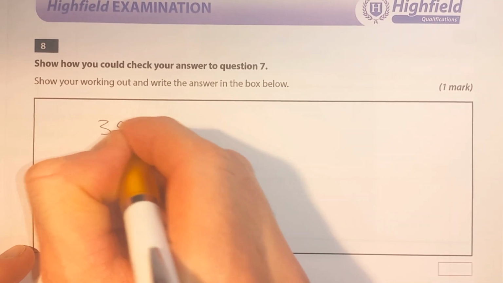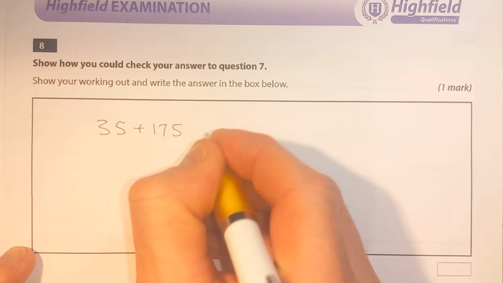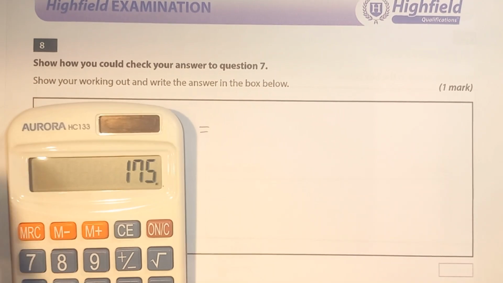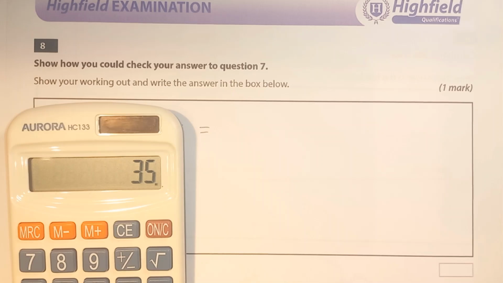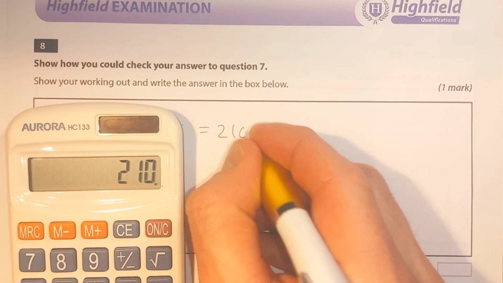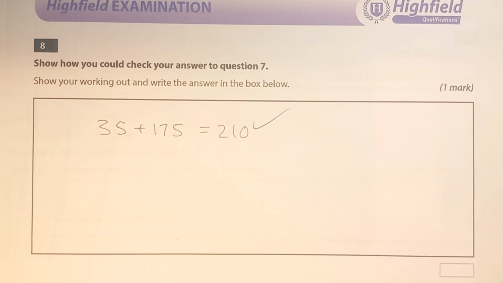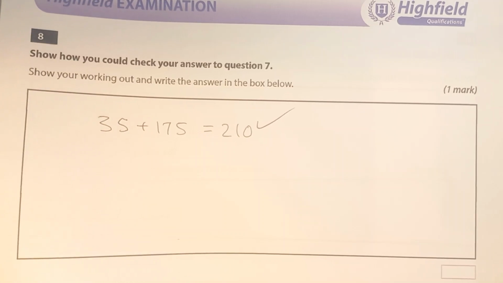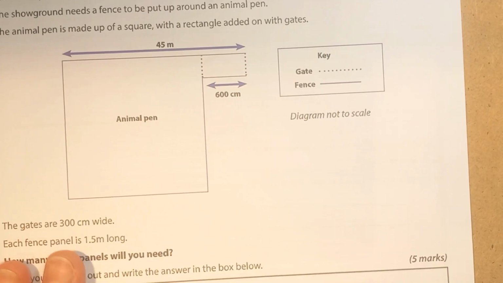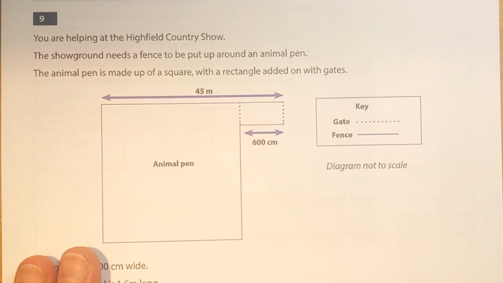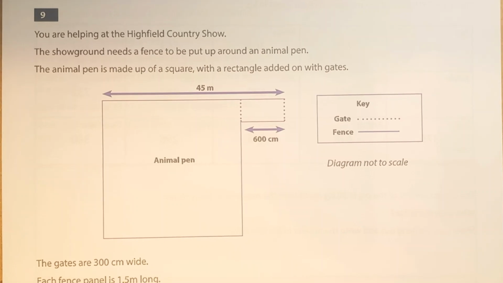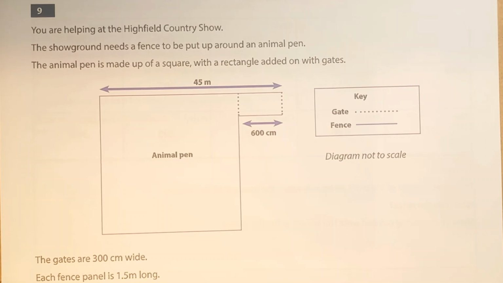Well, 35 plus 175, let's see. 175 plus 35, it does make 210. There's our check. There's other checks you could do as well, but for me that seems the easiest, especially if you've drawn the ratio table. That means you've got everything ready for you.